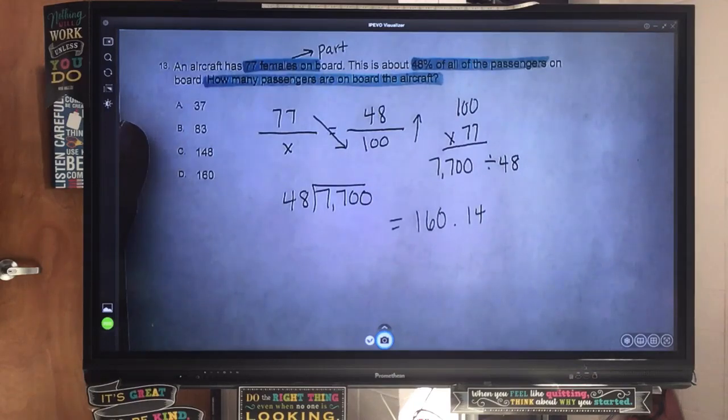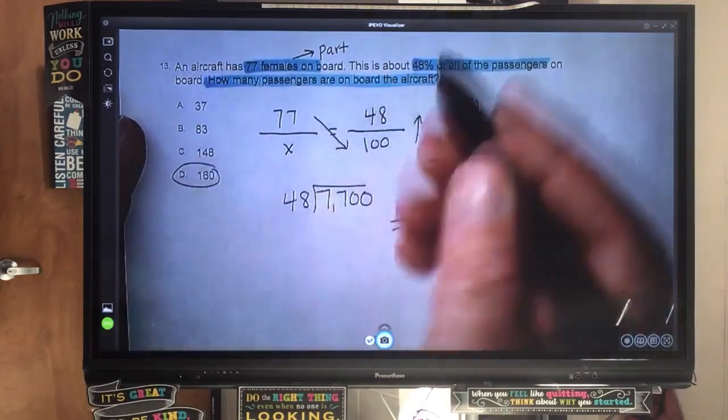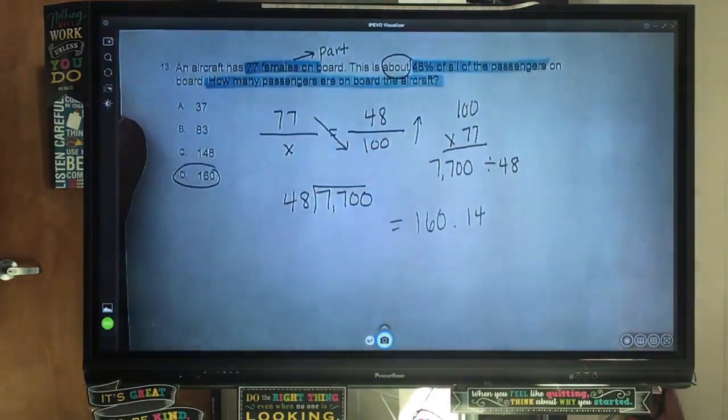I wrote 160. Since it said about 48%, I just estimated to the nearest answer choice, which is 160. Right. So this should be your answer, and again, looking at these key words, about.